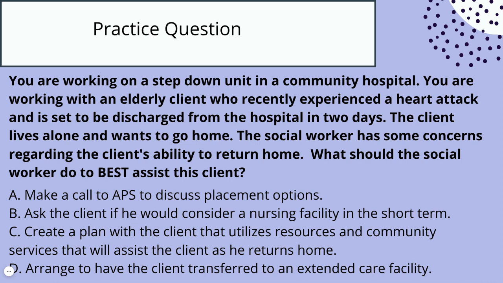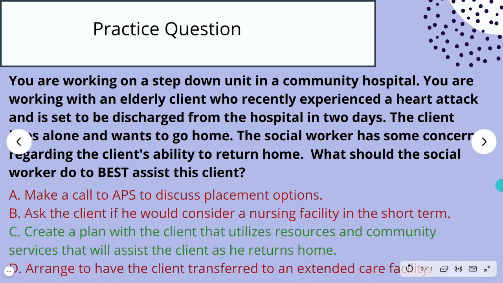What else can we rule out? We want to respect right to self-determination here. So B is out. Ask the client if he would consider a nursing facility in the short term. We haven't planned with this client yet. We haven't discussed yet. So B would be jumping to an intervention without respecting self-determination. So B is out. Process of elimination leads us to answer choice C. Create a plan with the client that utilizes resources and community services that will assist the client as he returns home.